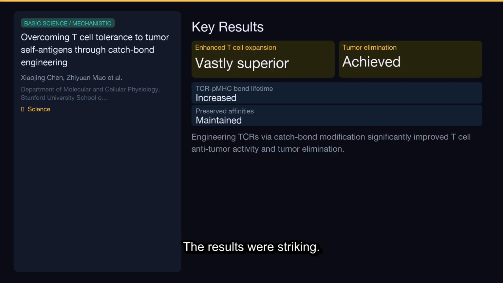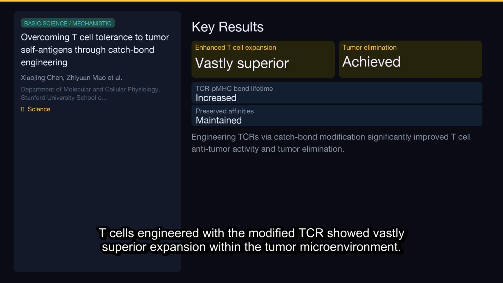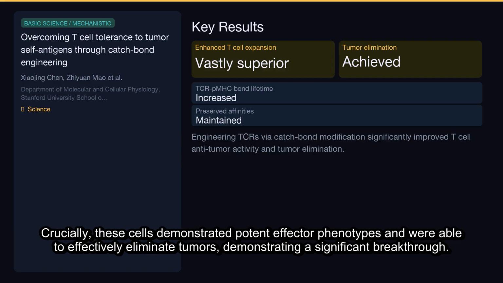The results were striking. T cells engineered with a modified TCR showed vastly superior expansion within the tumor microenvironment. Crucially, these cells demonstrated potent effector phenotypes and were able to effectively eliminate tumors, demonstrating a significant breakthrough.